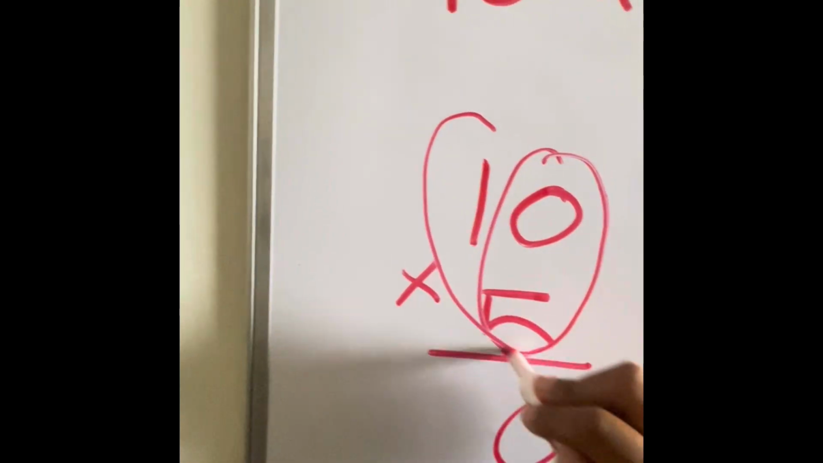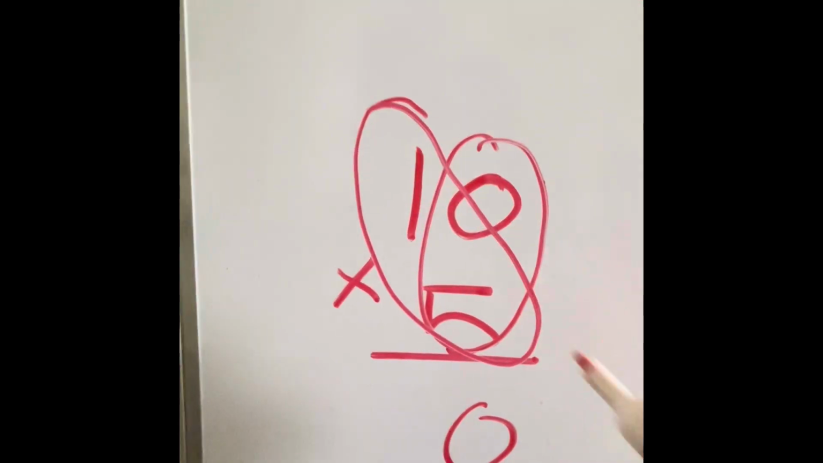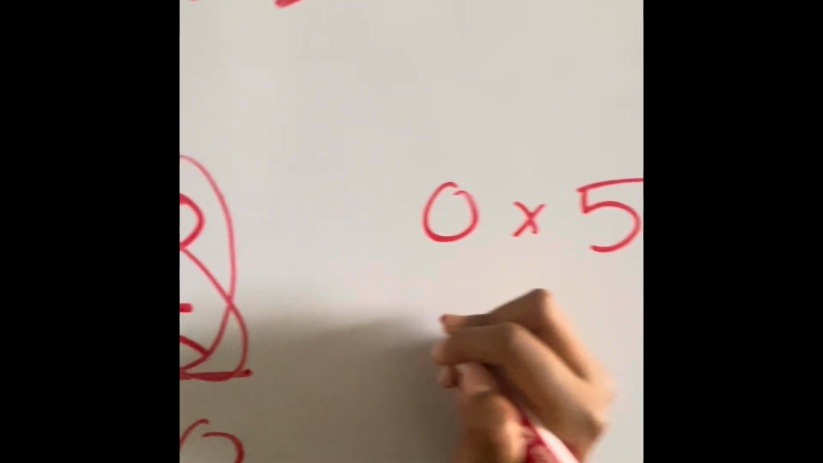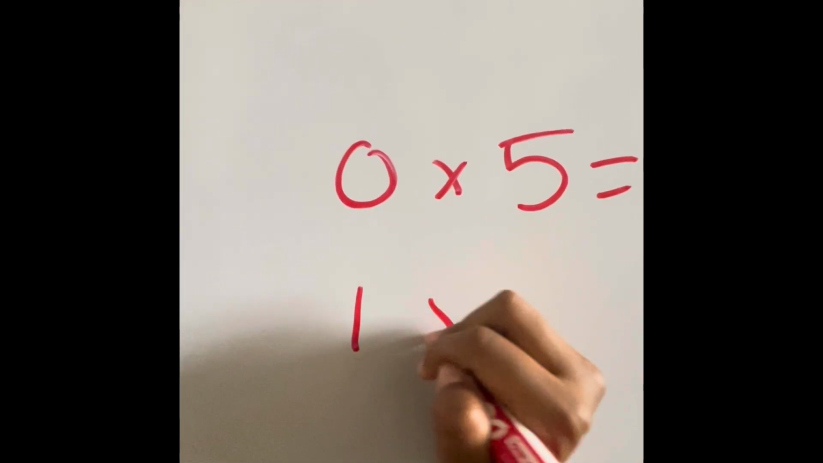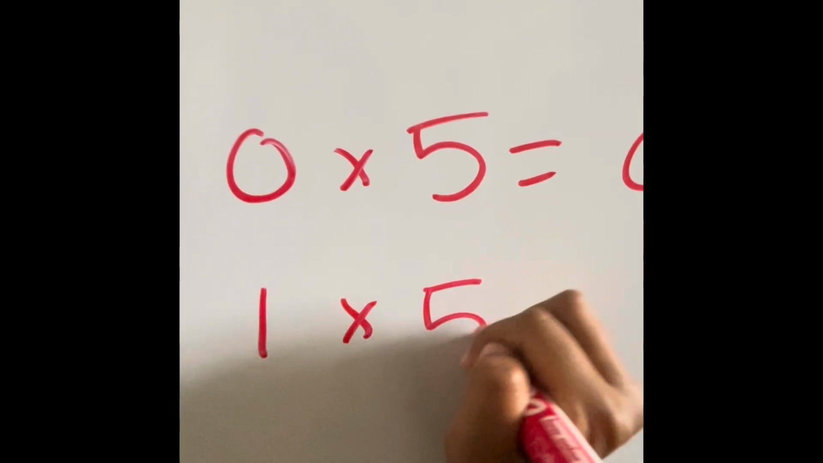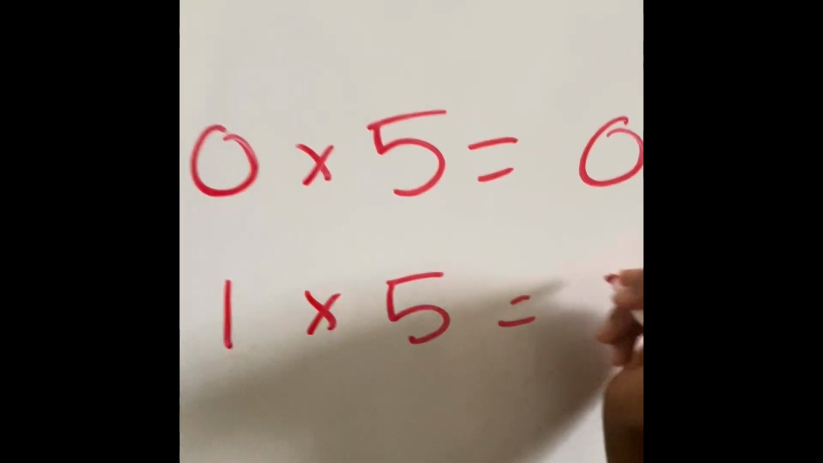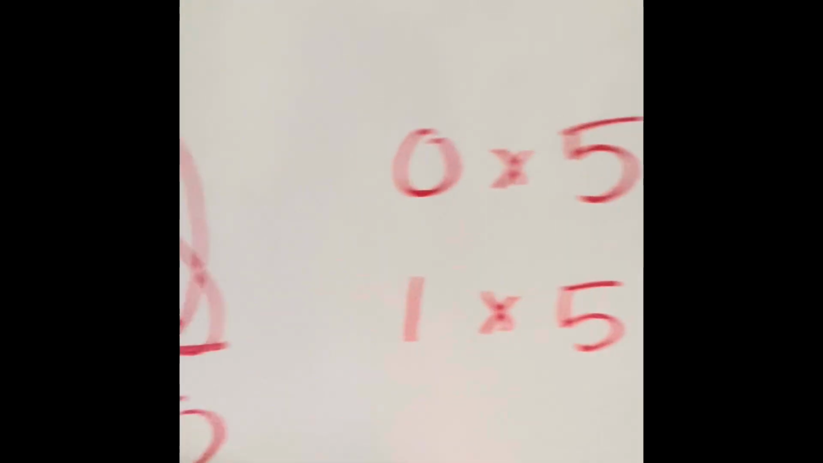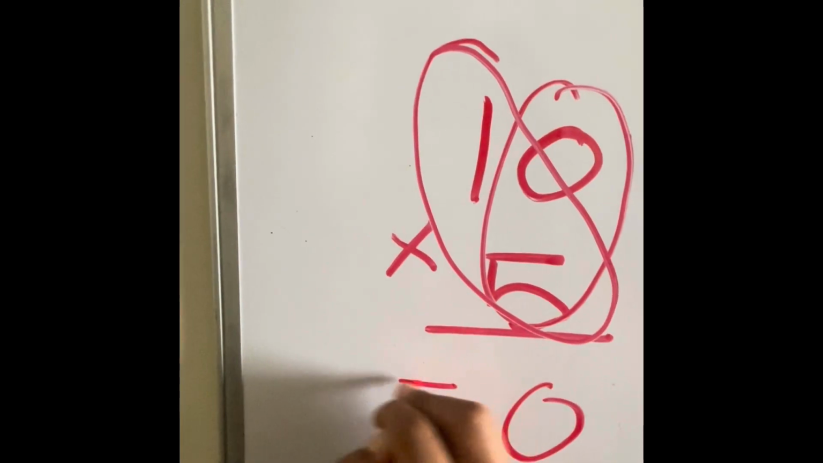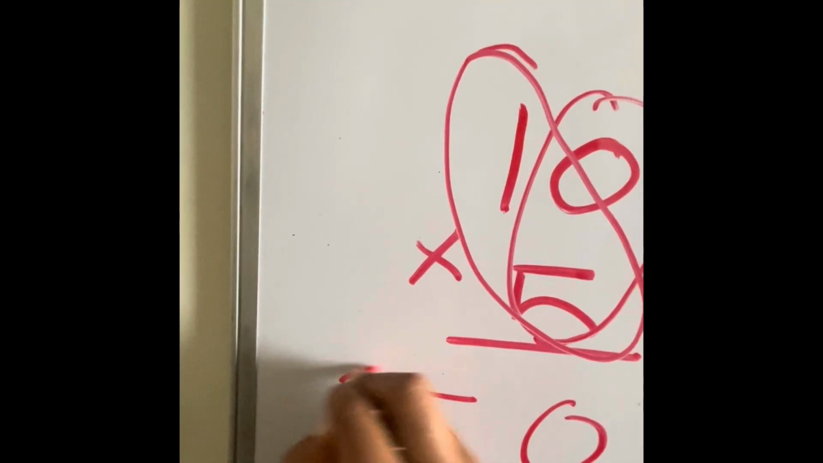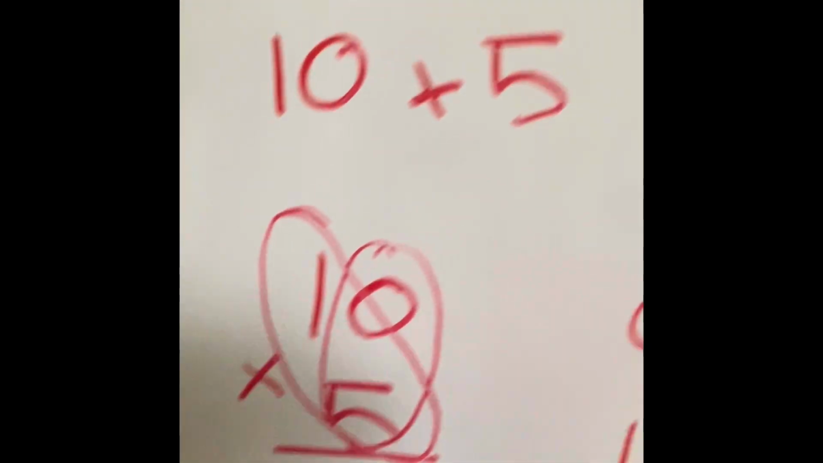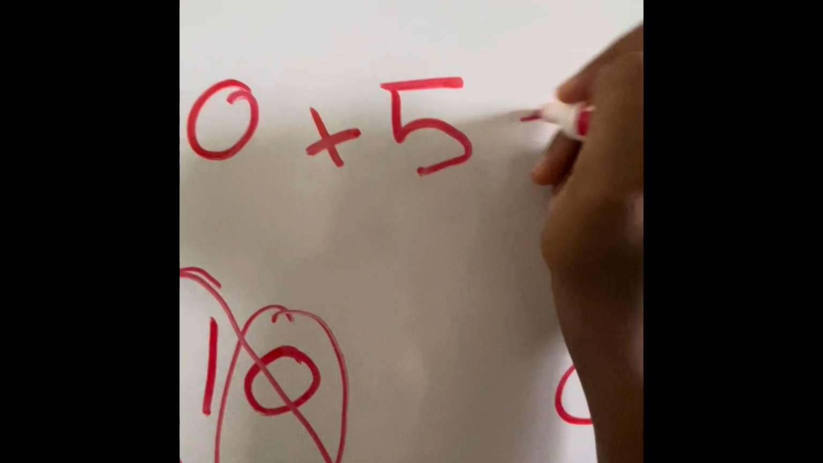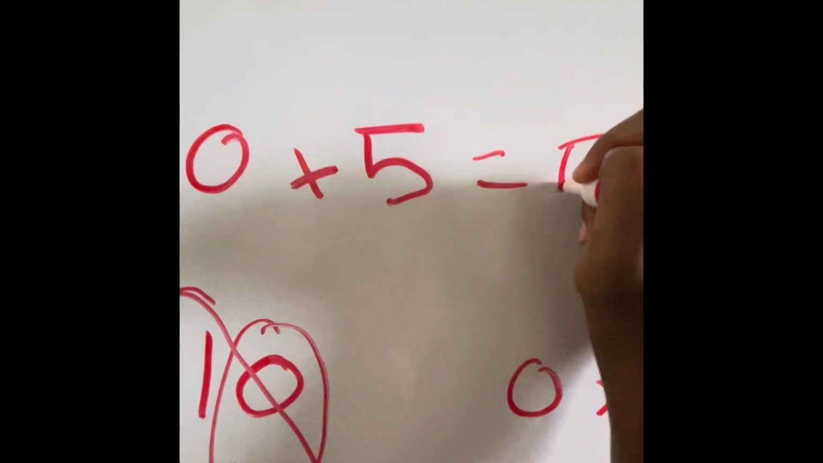Then you multiply the bottom number times 1. So that would be 5 times 1. So 5 times 1 is 5. So you add the 5 next to the 0. So 50 is the answer. So 10 times 5 equals 50.